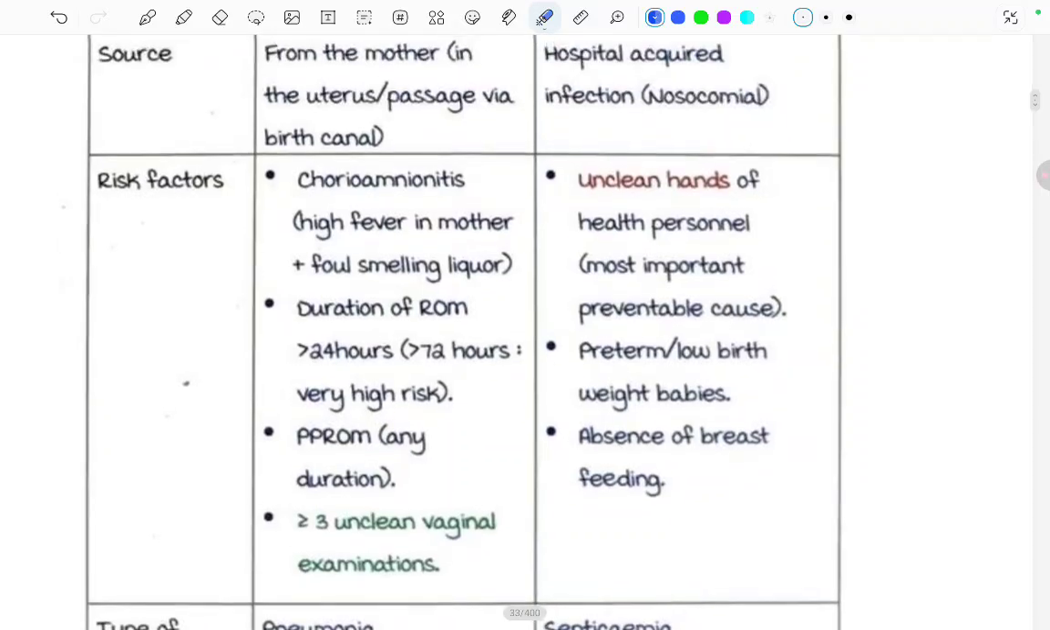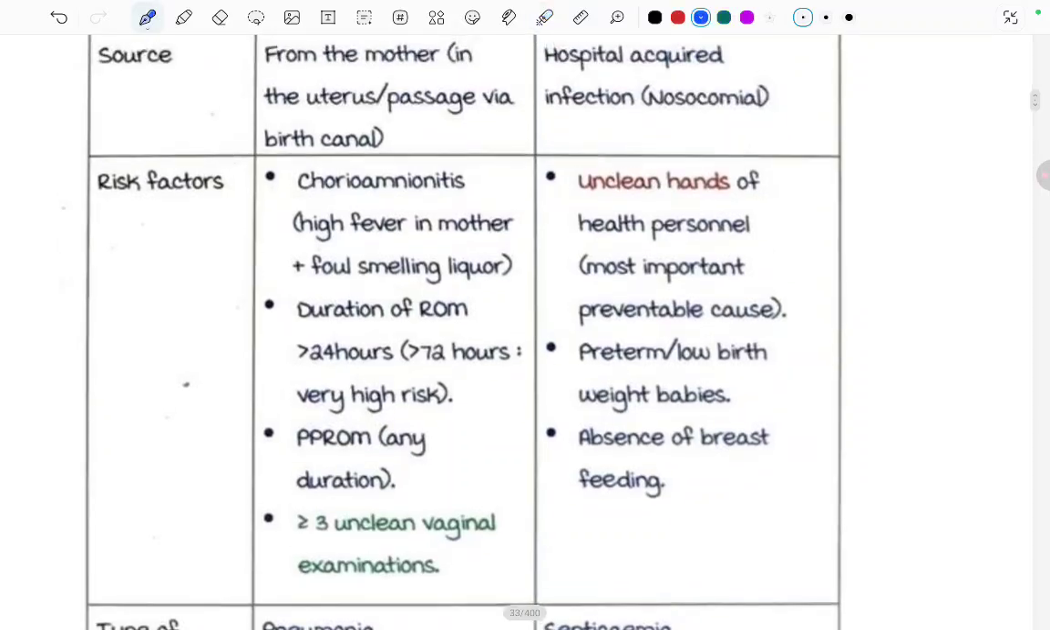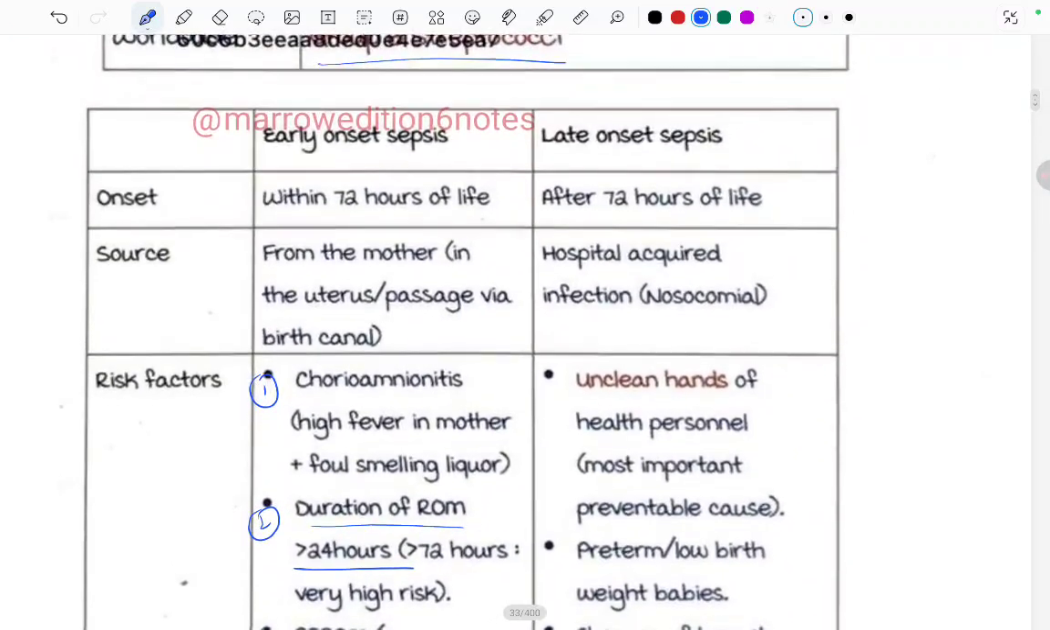Fine. So these were all the causes that can lead to early onset sepsis. First one is chorioamnionitis, in which there is high grade fever and foul smelling liquor in the mother. If the duration of rupture of membrane is more than 24 hours, and if 72 hours, then it is very high risk. Also, preterm premature rupture of the membrane. And last one, more than 3 unclean vaginal examinations can lead to early onset sepsis.